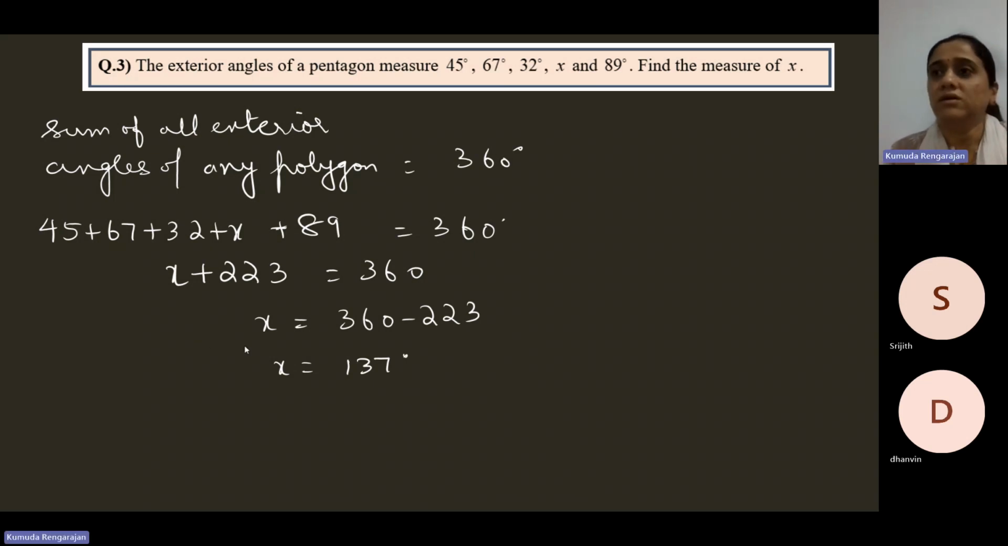So this one is not a regular pentagon. If it were a regular pentagon, then the exterior angles would have the same measure, 360 by 5, 72 degrees. Now this one is just a pentagon, so the 5 exterior angles will have different measures. Done?